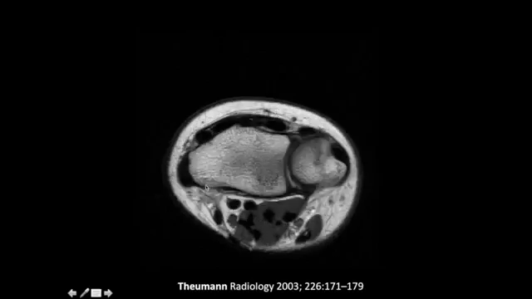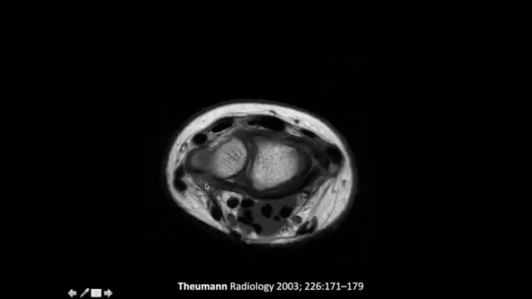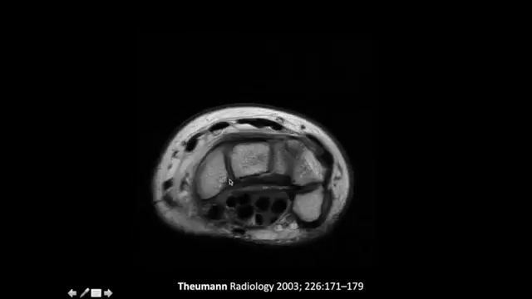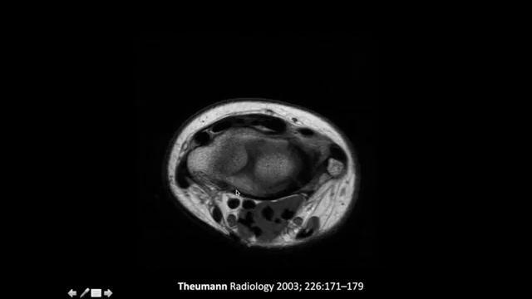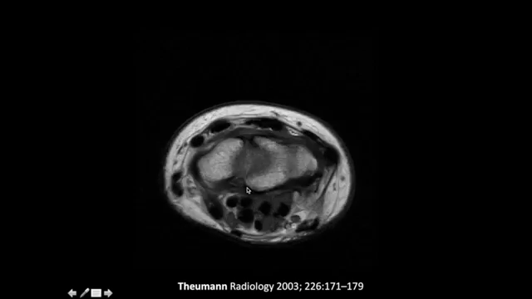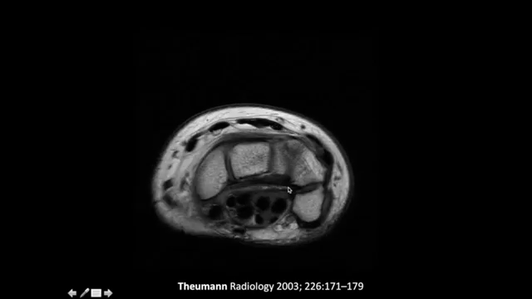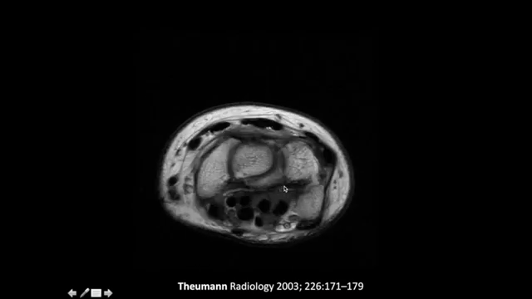We see the radioscaphocapitate ligament. We also see the radiolunotriquetral ligament.